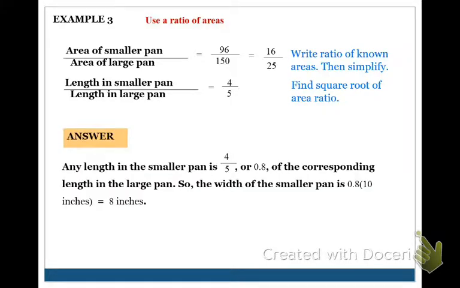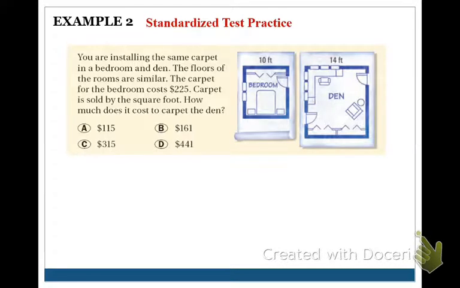And then they didn't cross multiply. I prefer that you use 4 over 5. All right, so let's look at another one. Example 2, standardized practice here. You're installing the same carpet in the room and den. The floors of the room are similar.